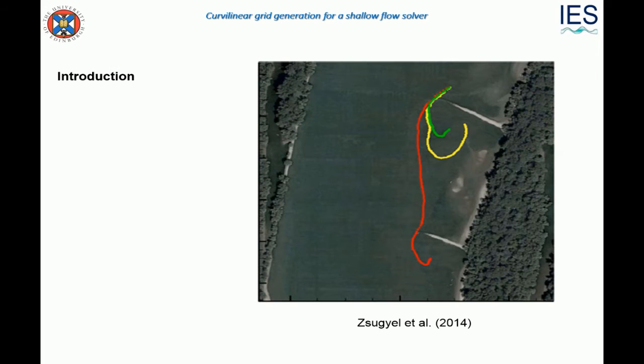So, this is the Danube River in Hungary. Here we have a curved river. Because of this curved geometry, we should have curved flow. And I want to simulate this problem. Another thing in this figure is this hydraulic structure. Around this structure, we have chaotic condition.